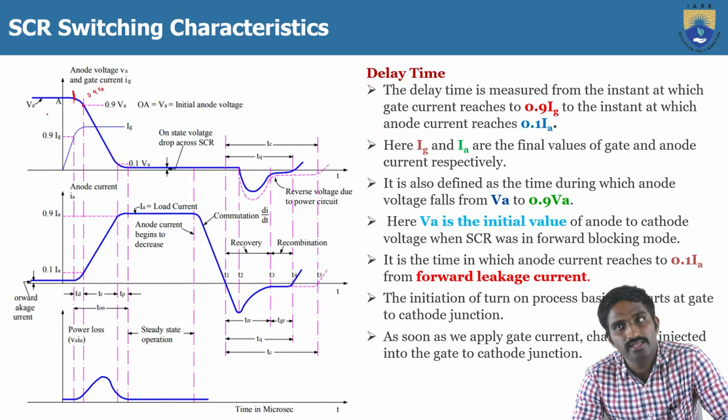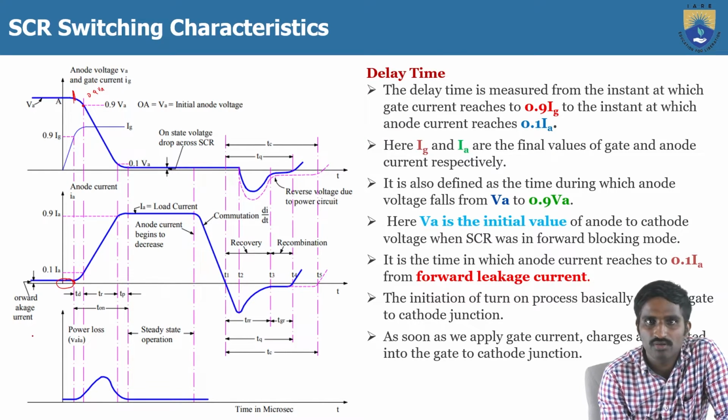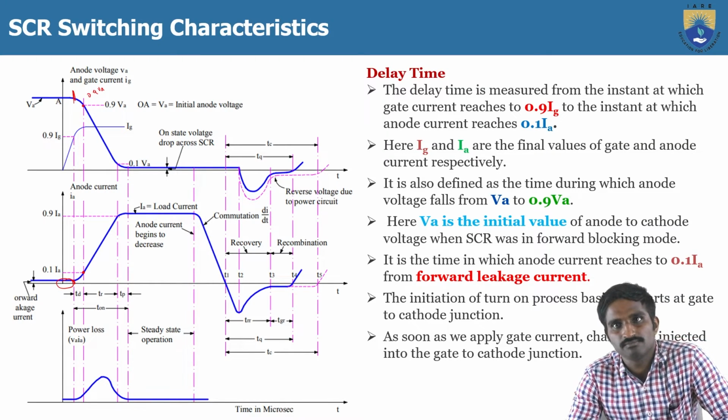It is also defined as the time in which the anode current reaches 0.1 Ia from the forward leakage current. Because up to this point, this is the forward leakage current. So the time taken by the anode current to reach from the forward leakage current to 0.1 Ia is called the delay time.